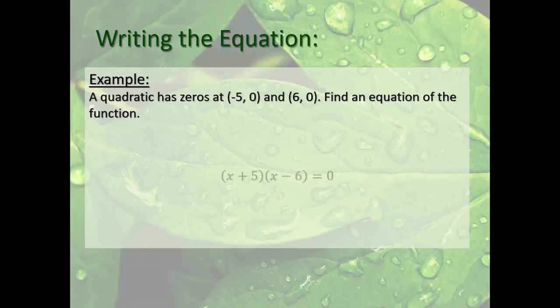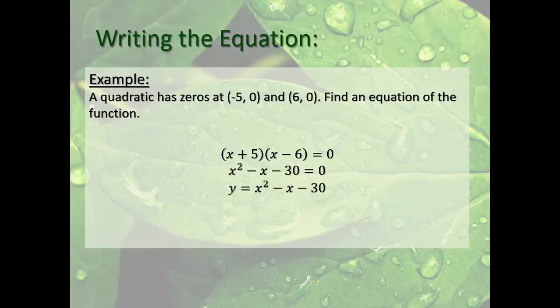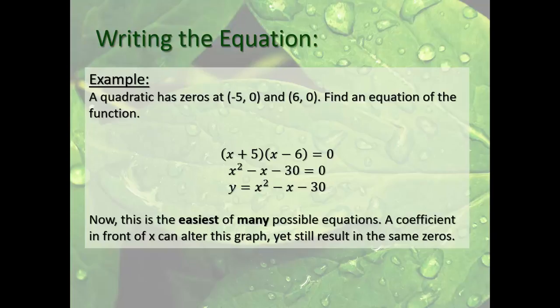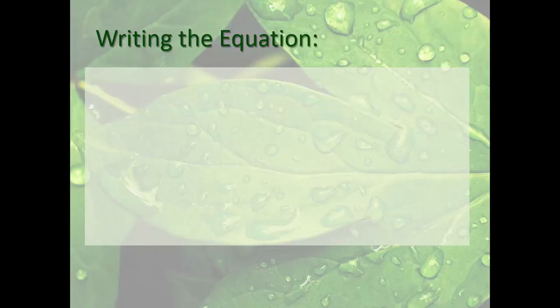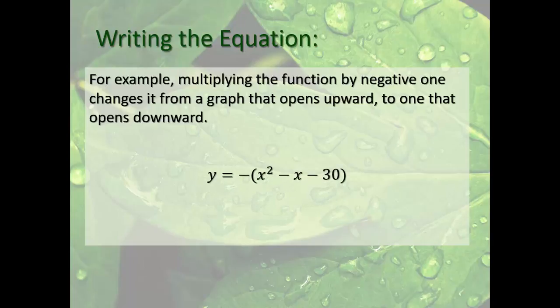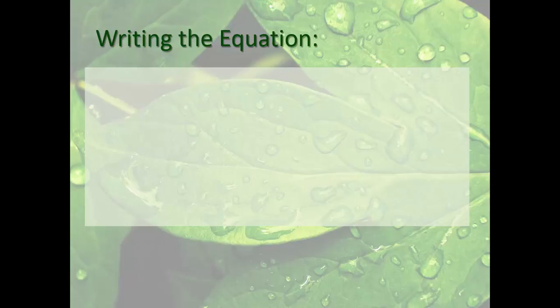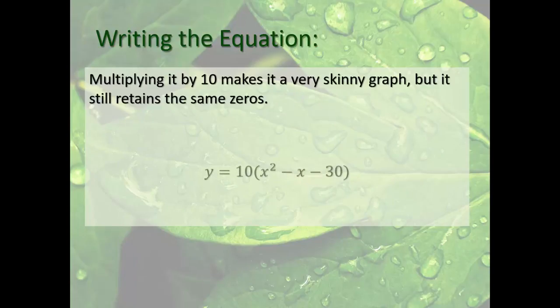All right, so let's plug those into parentheses, distribute it, and our base equation would be y equals x squared minus x minus 30. That's the simplest of all parabolas that would go through those two zeros. A coefficient in front of the x squared can alter the graph, yet still result in the same zeros, like I said. So in addition to this being one of the possible equations, I could multiply the whole works by negative 1 and get the same zeros, but the graph would be inverted. It would be upside down. This would still be an equation that has a zero at negative 5 and 6. Multiplying it by 10 would make it a very skinny graph, but it would still have the same exact zeros.